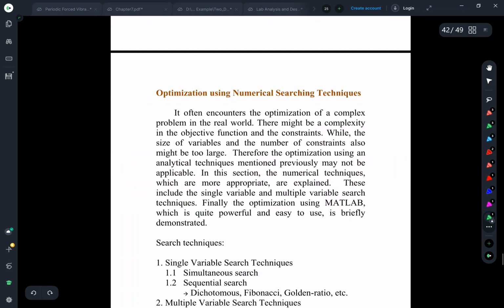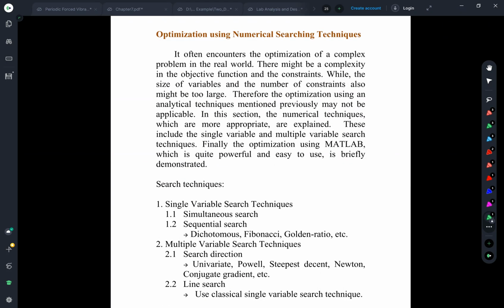Okay, I would stop here. Next time I will come with a numerical searching technique for you, and maybe I need to install my MATLAB so that I can show you how it works. Okay, any questions so far?